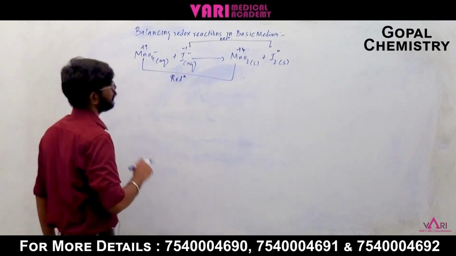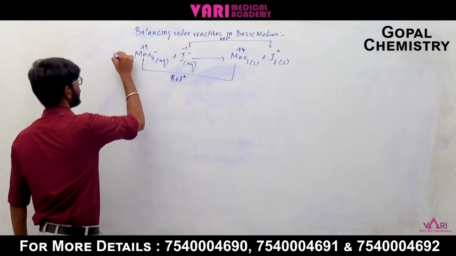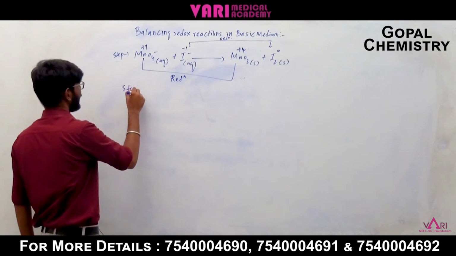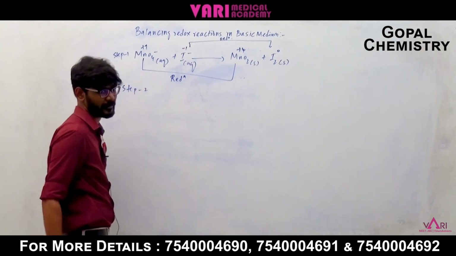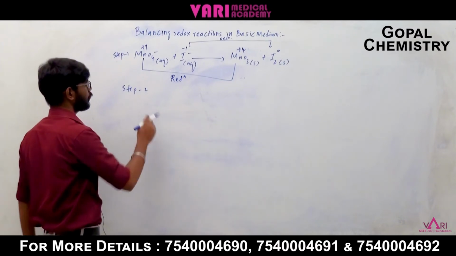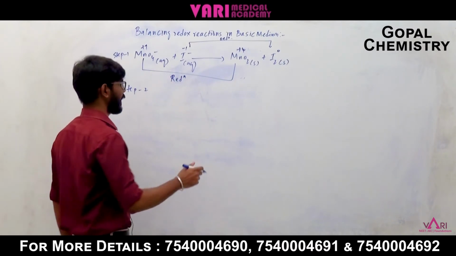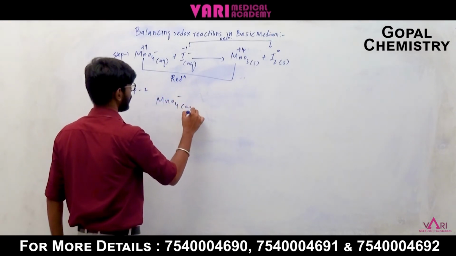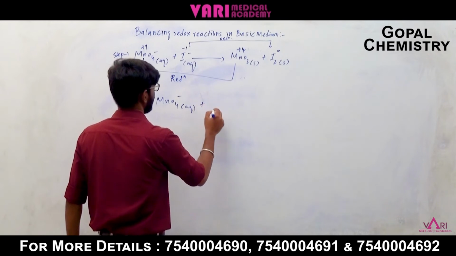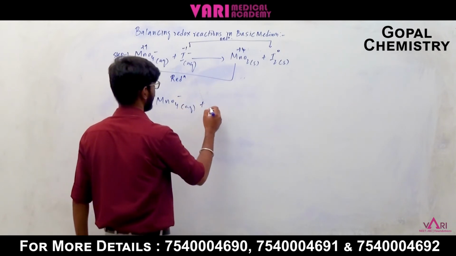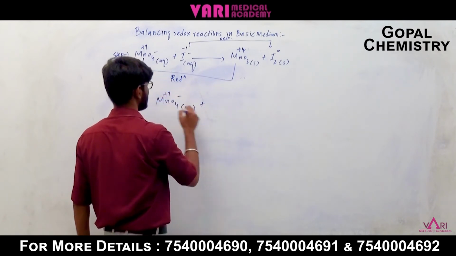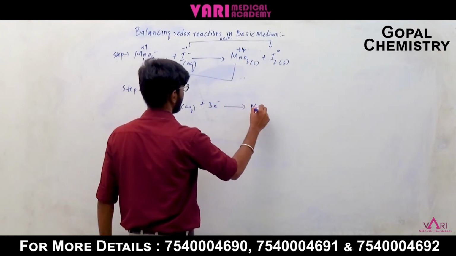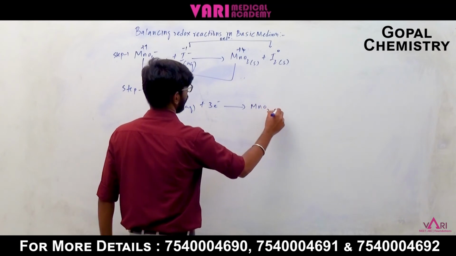Okay, so this is step 1. Writing the equation is step 1. Next, step 2. What is step 2? As we discussed in the previous case, the same one. So we have to segregate into 2 half reactions. Okay, so one is manganate ion aqueous, it is reducing, right? So electrons are added, +7 to +4, so 3 electrons are added, it will give MnO2 solid.